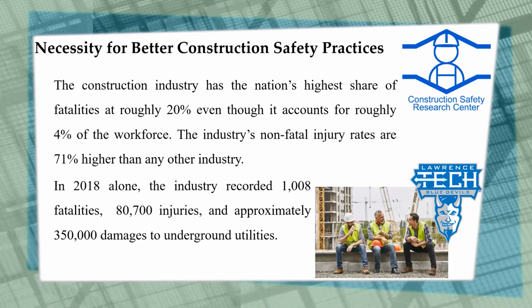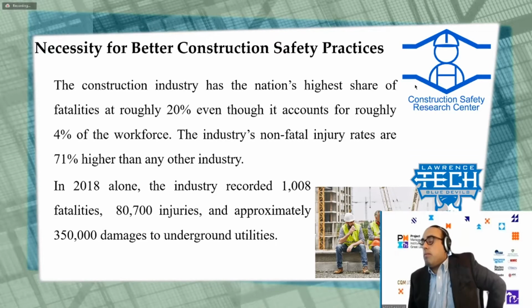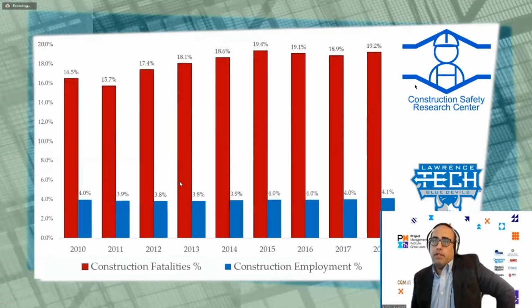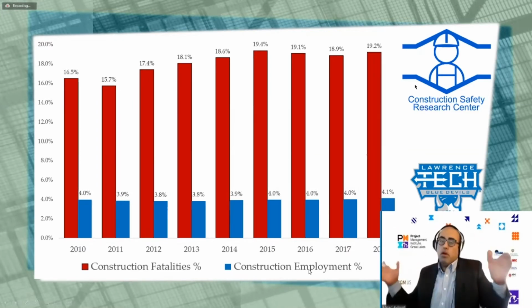80,700 injuries, and approximately 350,000 damages to underground utilities. And here, over the years, the red bars represent the share of fatalities, and the blue bars represent the share of construction employment out of the overall workforce.